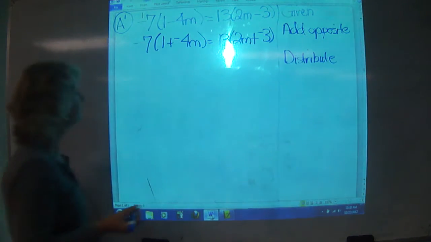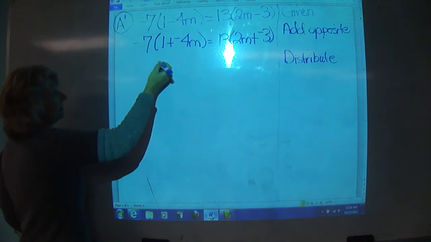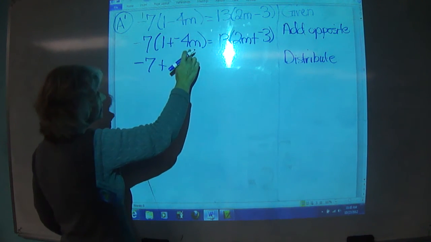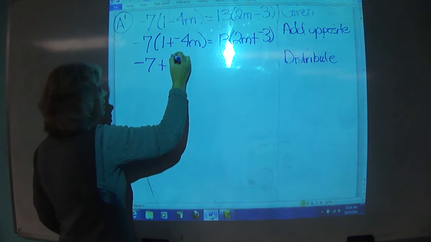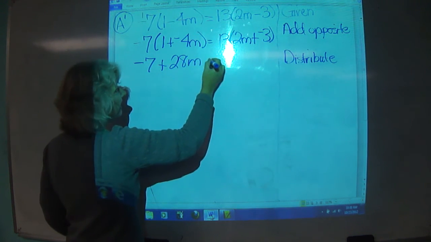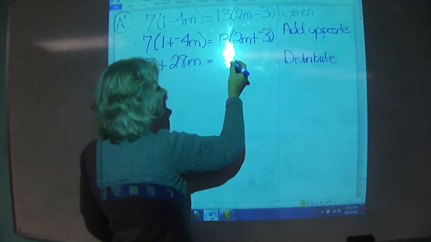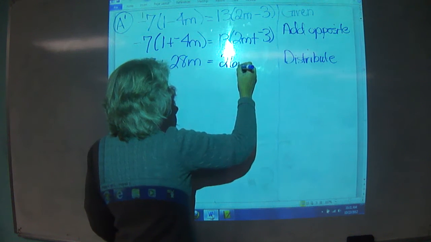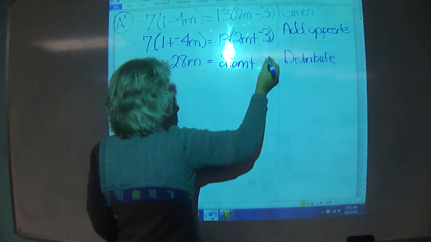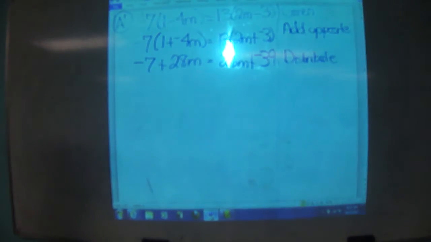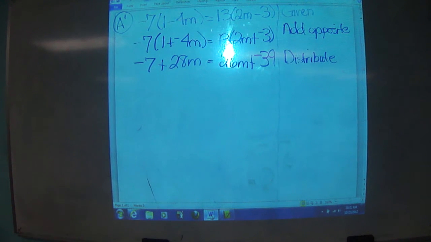to distribute. So -7 times 1 is? -7 plus -7 times -4m is? Positive 28m equals. Notice how I always line up my equal sign. That helps you remember that everything is still balanced. 13 times 2m? 26m plus 13 times -3? -39.